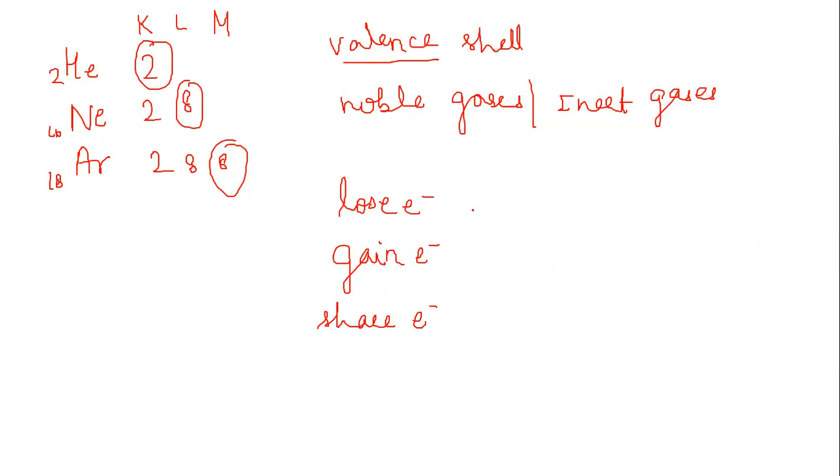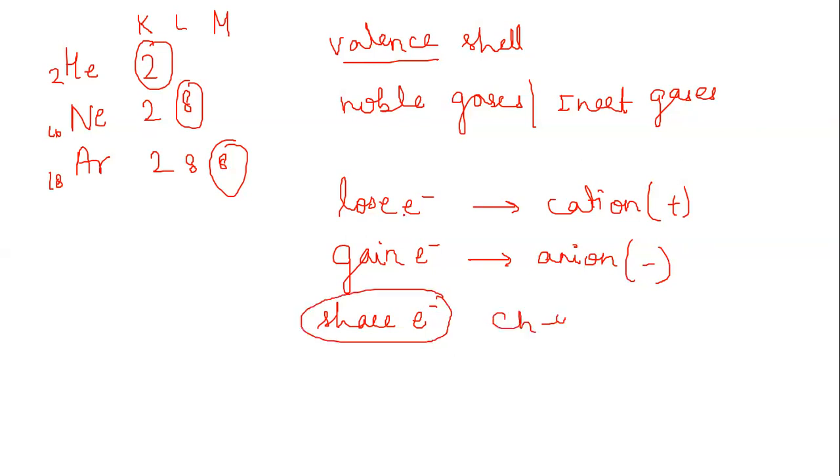Now, if an atom loses electrons, it forms a cation, that is a positively charged ion. And if an atom gains electrons, it will form an anion, that is a negatively charged ion. And sharing electrons will be discussed in chapter number 4. So right now we just have to discuss that loss of electrons leads to formation of a cation, and gain of electrons leads to formation of an anion. This much is clear?